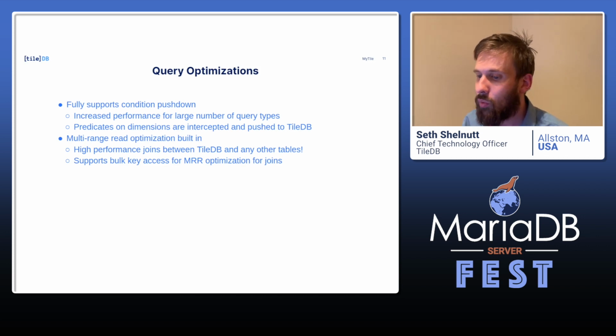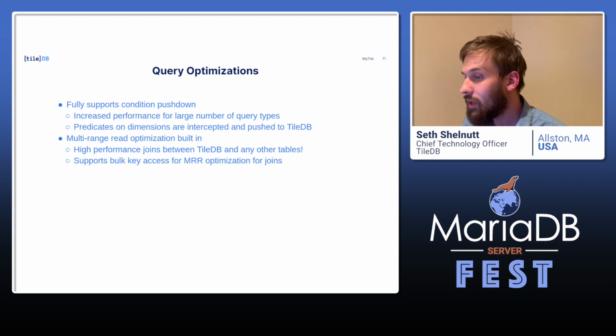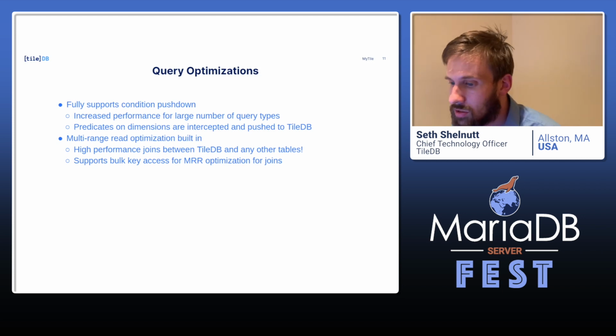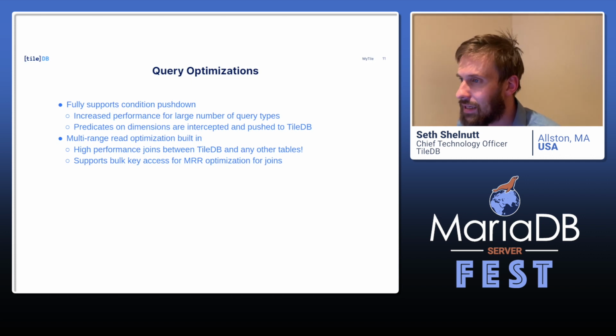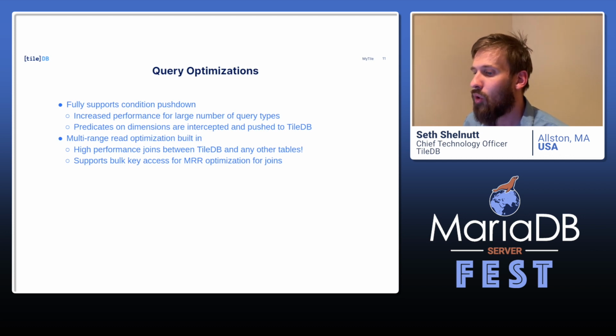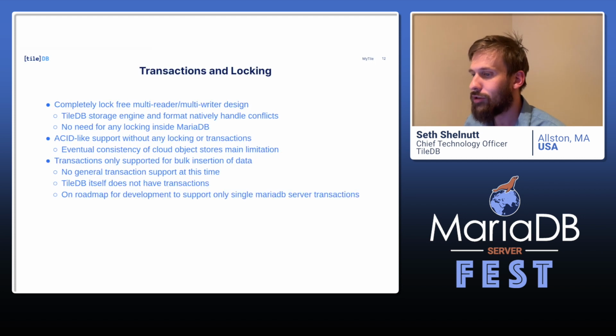Besides condition pushdown, we also optimize with multi-range reads, and this allows for high performance joins between TileDB arrays through MyTile and other tables in MariaDB. They could be InnoDB tables, they could be other TileDB arrays, but basically the MRR support gives us this bulk key access, which allows us to very efficiently query the TileDB data to fetch the relevant parts that are needed in bulk to do that join.